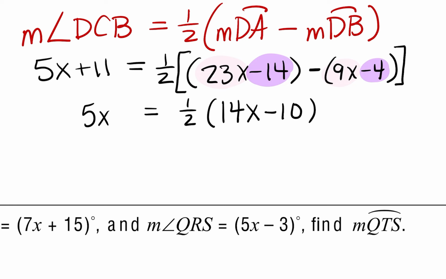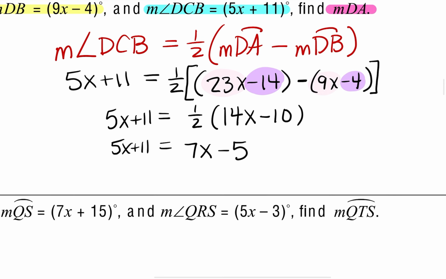So now I'm going to distribute the 1/2 into the parentheses. So I'm going to have a half of 14x would be 7x. And a half of negative 10 would be negative 5. And then we have 5x plus 11 here. Okay. I'm going to subtract 5x from the 7x and get 2x. And I'm going to add 5 to 11 to get 16. So now I know that x is 8.